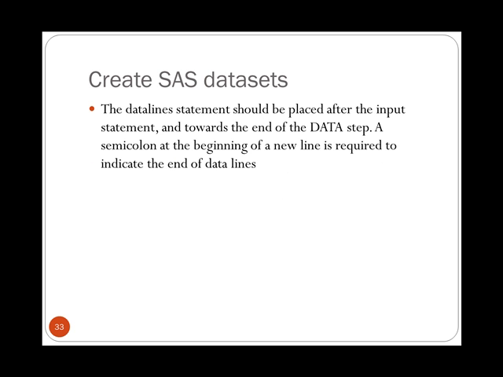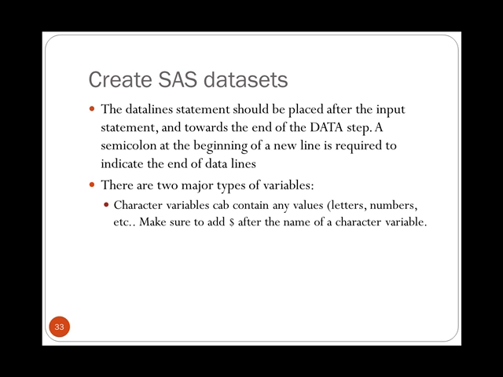The data lines should be placed after the input statement and towards the end of the data step. A semicolon at the beginning of a new line is required to indicate the end of data lines. There are two major types of variables: a character variable, indicated by a $ sign after the variable name, and a numeric variable, which can only contain numeric values.